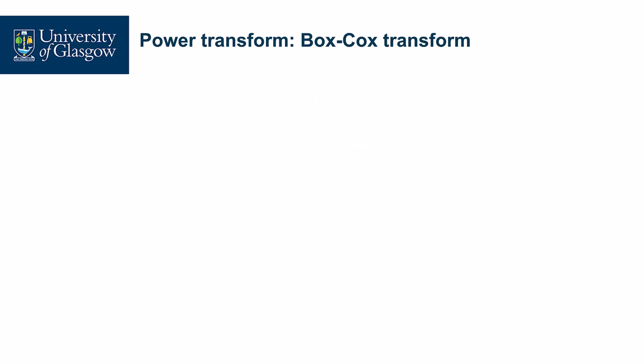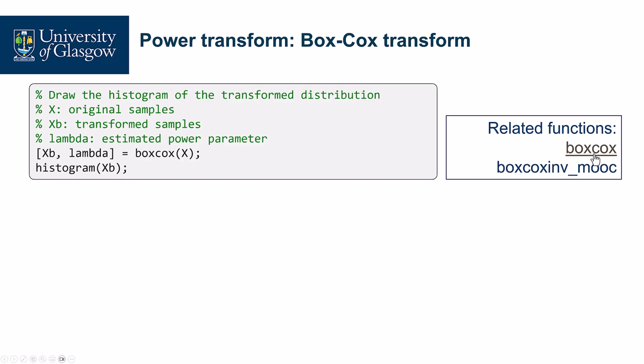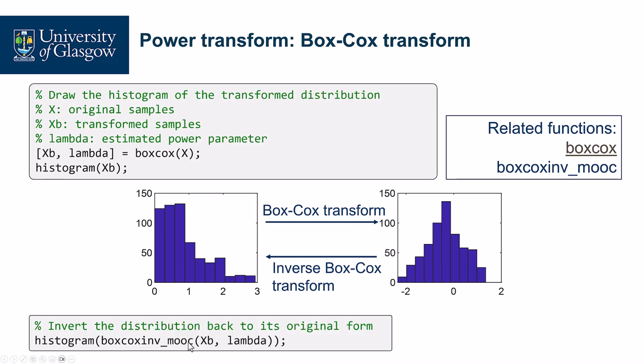Next, let's see how to implement the Box-Cox transform. We can use a built-in function called boxcox, input the original data, and then we get two outputs: the transformed data and the estimated lambda. You can check the related function in the MATLAB help file, as well as the function for the inverse. If we use the Box-Cox transform, we can generate this. If we use the inverse function, we can make it go back. More details are in the live script, and you can see it.